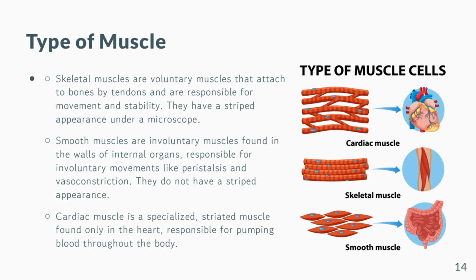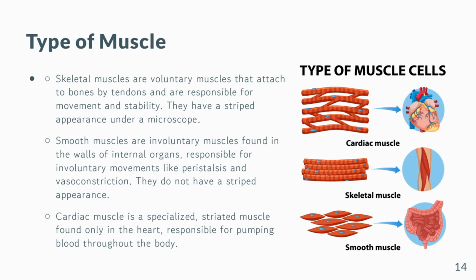Smooth muscle. Smooth muscles are involuntary muscles, which means they are not under conscious control. They are found in the walls of internal organs such as the stomach, intestines, and blood vessels, and they are responsible for involuntary movements such as peristalsis, wave-like contractions, and vasoconstriction, narrowing of blood vessels. Smooth muscles are not striated, which means they do not have a striped appearance under a microscope.